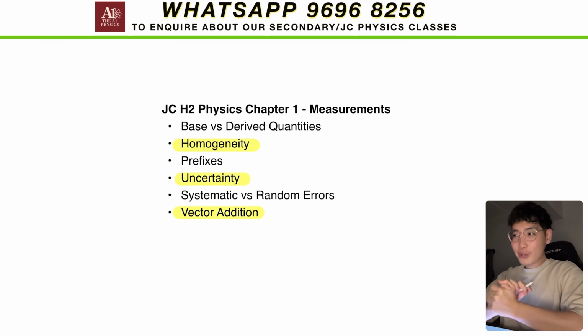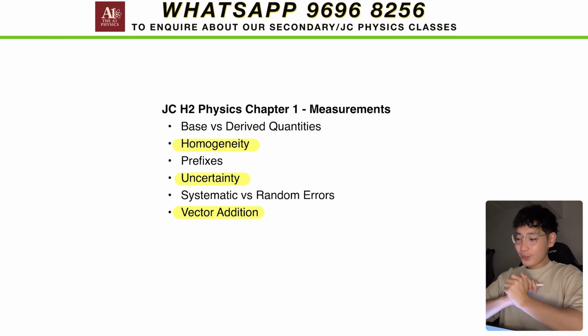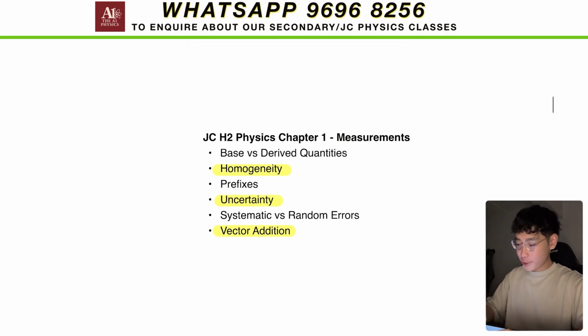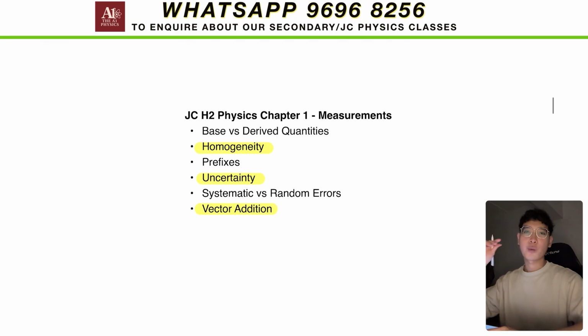Hi and welcome to a brand new video tutorial, and today we're going to be covering JC A-Level Physics Chapter 1, which is Physical Quantities, or more specifically measurements, right? And this one is a bit different from the one that you learn in O-Levels in the sense that over here, there are a few different extra sections, right?